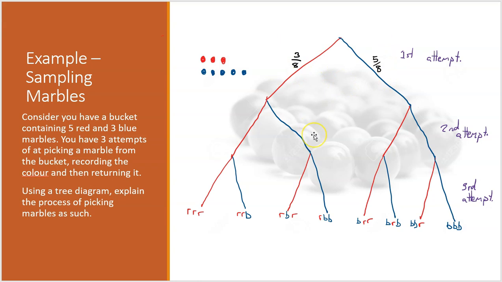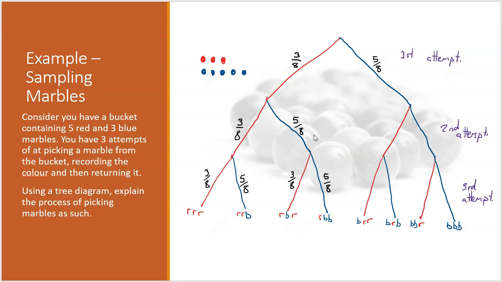Now going down at the 2nd attempt, the probability of picking a red marble, so remember when we pick a red marble we put it back in, so the probability of picking the red marble again is still the same as 3 over 8, and the one of picking the blue marble is 5 over 8. Now for the 3rd attempt, it is still the same as 3 over 8, and over here it is 5 over 8. Going across the tree here, the possibility of getting a red is 3 over 8, and the possibility of getting the blue is 5 over 8.